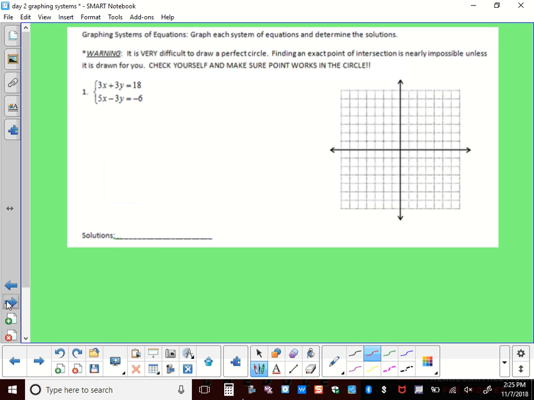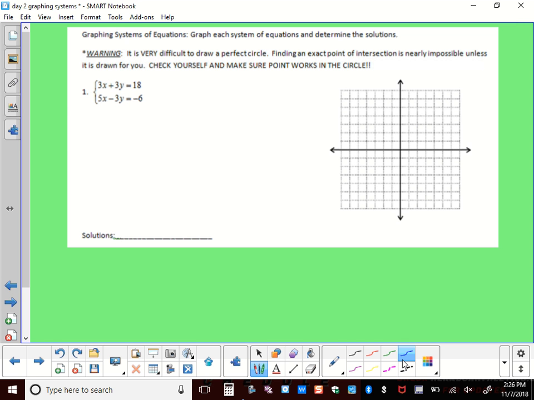All right. Ignore this warning. We already talked about the non-perfect circles. Don't spend forever trying to make a perfect circle. That would drive you crazy. It does say, it is very difficult to draw a perfect circle. Finding an exact point of intersection is nearly impossible unless it is drawn for you. Check yourself and make sure the point works in the circle. I'll show you how to do this with the calculator.